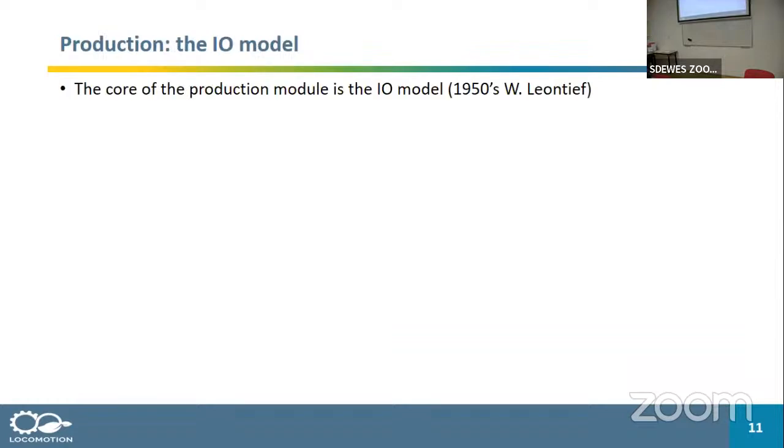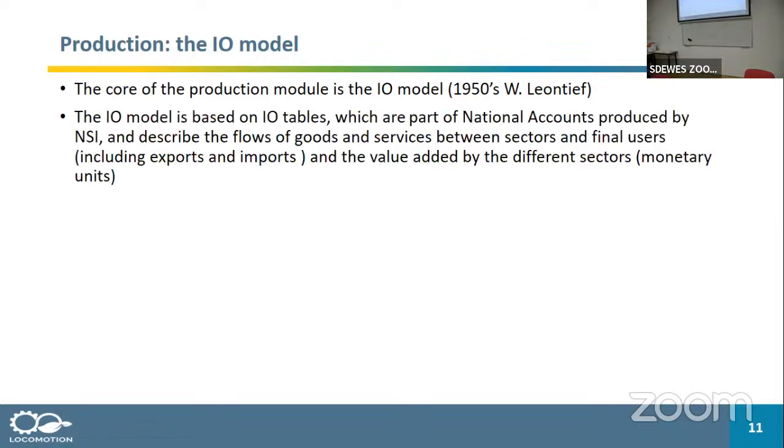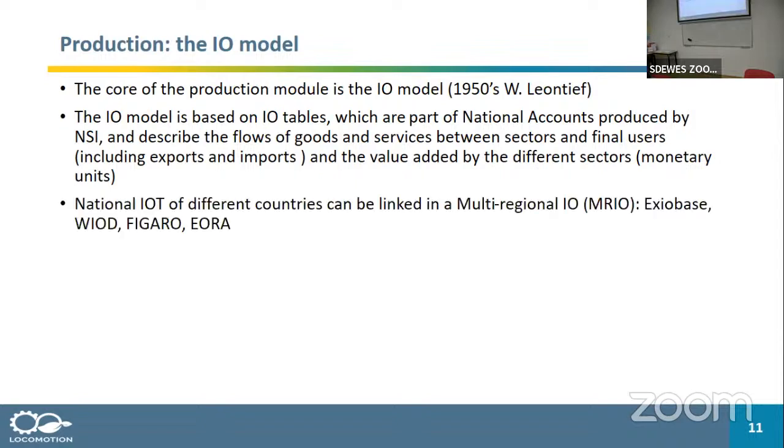Well, in the production module, as I already mentioned, the core is the input-output model that was developed in the 50s by Wassily Leontief. This is based on input-output tables that are statistical, usually produced as part of the national accounts by national statistics institutes. And these input-output tables describe the flows of goods and services between the different sectors of the economy and between the sectors and the final users, including exports and imports, and also describe the value added that is generated in the different sectors. And they are in monetary units, okay? In million US dollars in the case of WIOD.